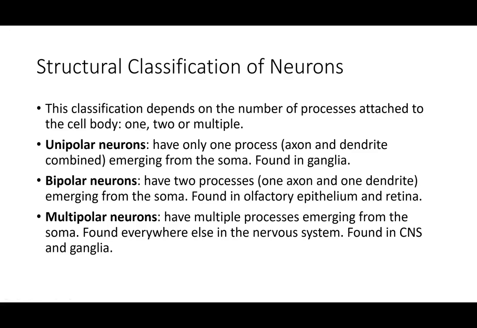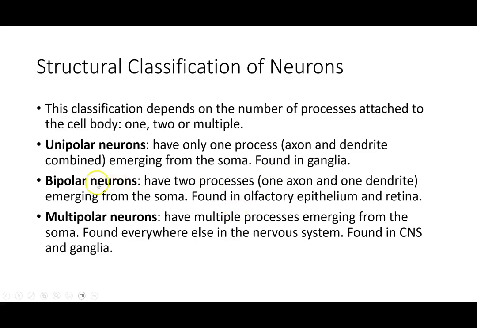All right, so neurons can be classified a couple different ways depending on their structure. So neurons can have different structures. We have unipolar, bipolar, and multipolar neurons. So unipolar neurons, uni means one. These are only going to have that one process, which is axon and dendrite combined, forming from the soma. These are going to be found in the ganglia specifically. So those big areas like the synaptic ganglion.